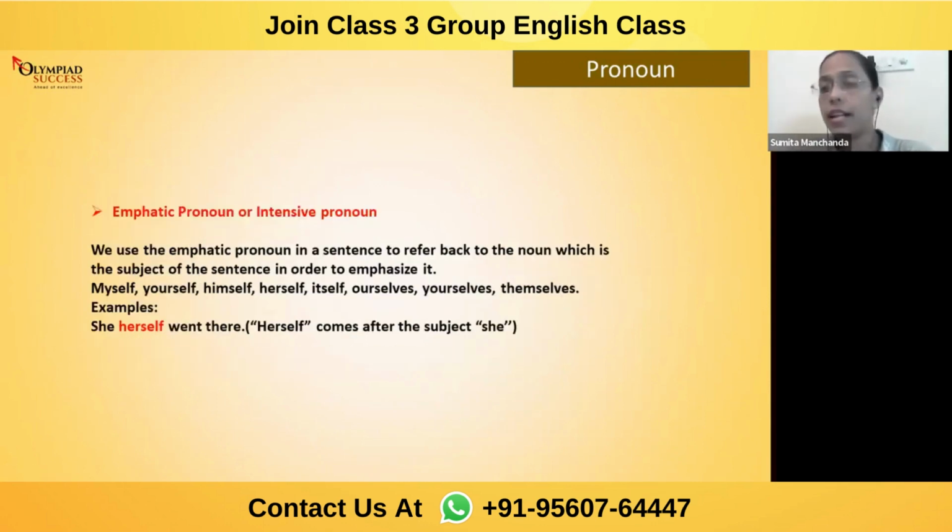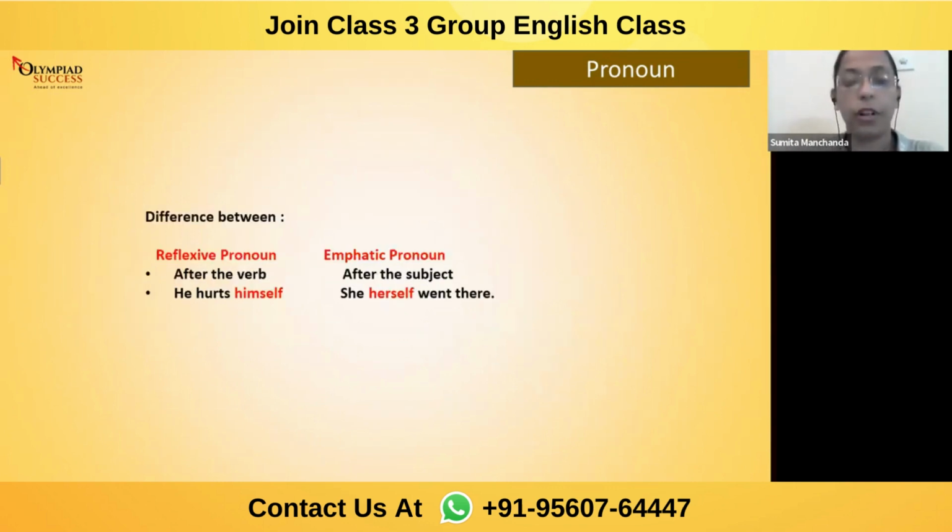When the subject and the pronoun words along with self are together, immediately after the subject, herself, himself, ourselves, yourself, all these being used, then you will understand, oh, this is emphatic. Look here, the difference I have come up with. Reflexive pronoun after the verb. He hurts himself. So the subject, after that there is a verb. After that there is a pronoun word along with the word self, himself.